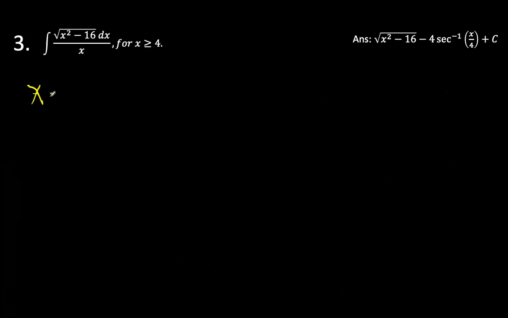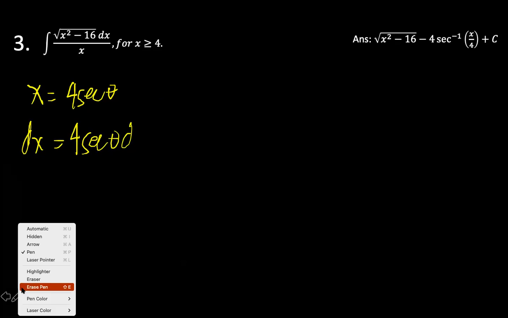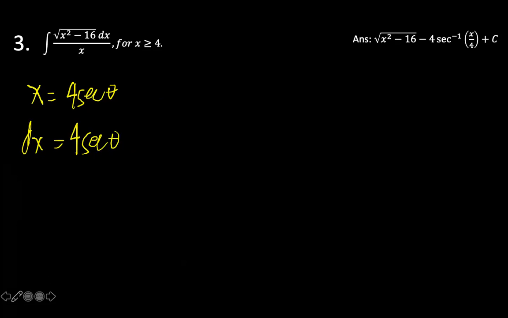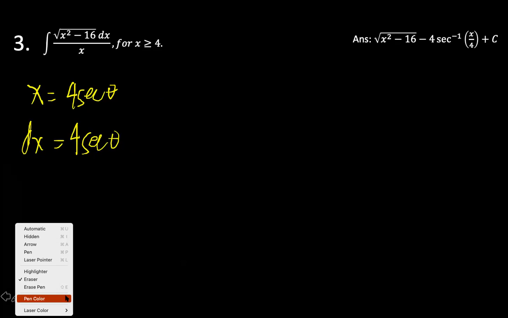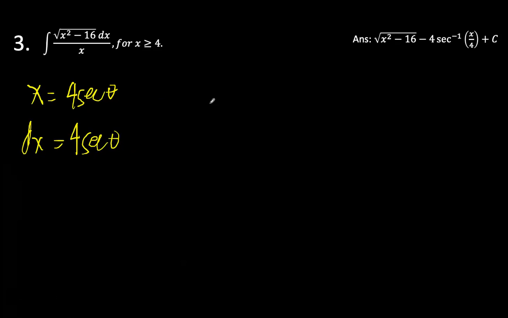So we knew that x is equal to 4 secant theta. Okay, so to find dx, we should differentiate both sides. 4, and the derivative of secant is secant theta, sorry, tangent theta. It's supposed to be secant theta tangent theta. So let me erase, and yellow. Okay, so secant theta tangent theta with respect to theta. Okay, here we go. So again, we have already identified this, and this.